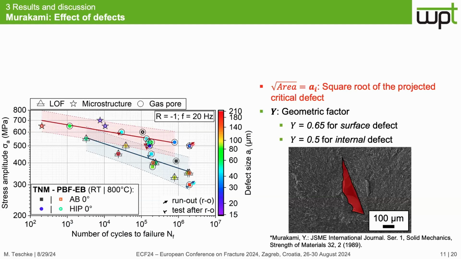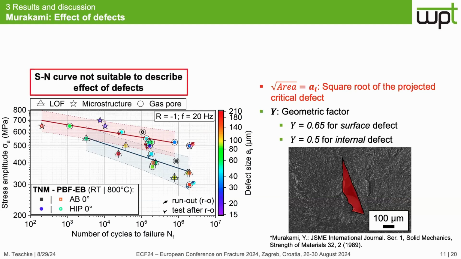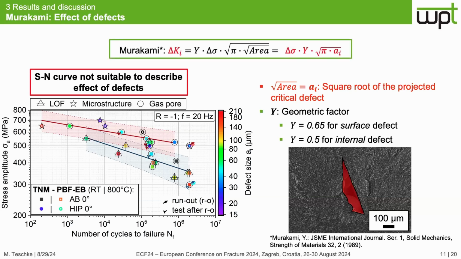The problem is that everything I explained now cannot be shown with the help of the SN curves, because the SN curve can only be used for homogeneous materials, and additive manufacturing materials are not homogeneous. They always have these local effects at the defects. So we need another approach, and I will show you the method now. First of all, we use the Murakami approach.